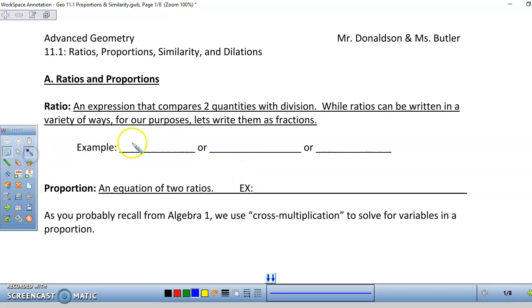Hello, so we're going to start on chapter 11 today. We'll start with reviewing ratios and proportions. You've definitely done this before.